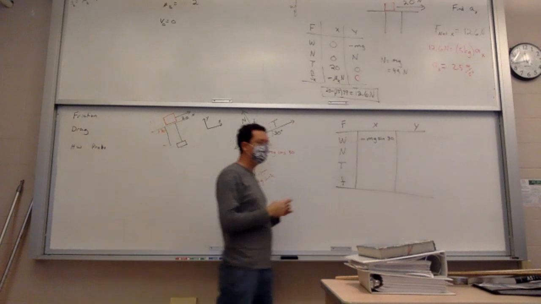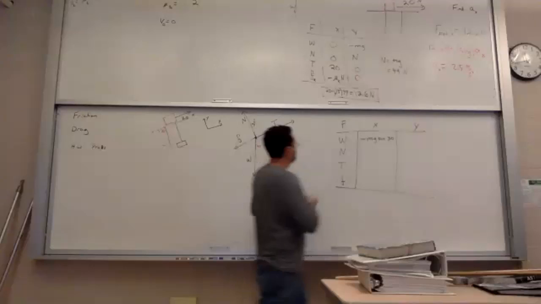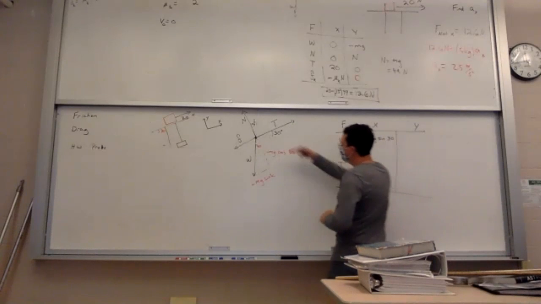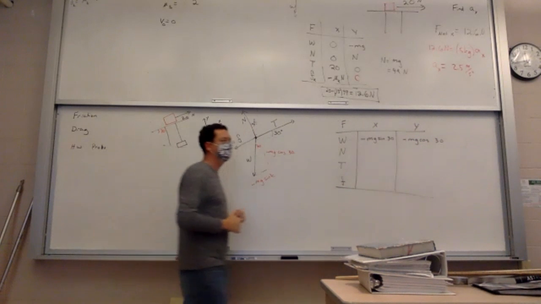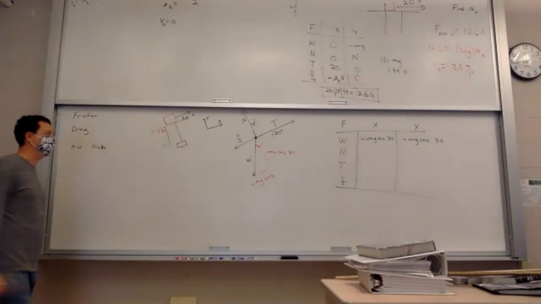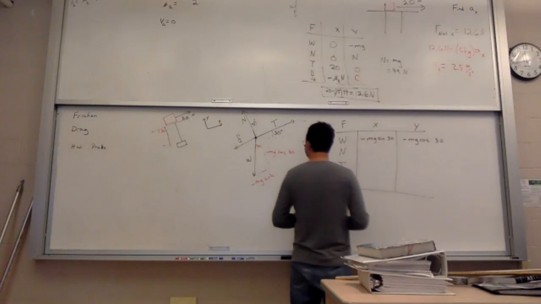Sine of 30 is a half. Okay. In the Y direction, I get minus mg cosine 30. Cosine of 30 is 0.866. That's why I use 30 degrees, because it's easy to do the trick. Okay?